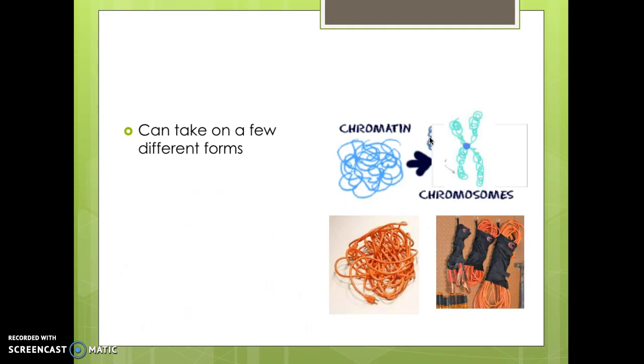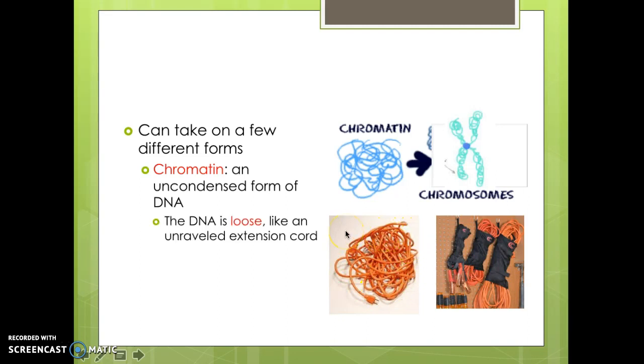So DNA can take on a few different forms. It's not always just this twisted ladder business, okay? So chromatin is what we call an uncondensed form of DNA. Condensed means close together. Think about condensed soup, okay? When you make condensed tomato soup from Campbell's, you have to add water or milk to it. Uncondensed means that it's really loosey-goosey and relaxed. So how I like to think about it is look at these electrical cords, okay? They're all messy and knotted up and they take up a lot of space. So the DNA is loose.